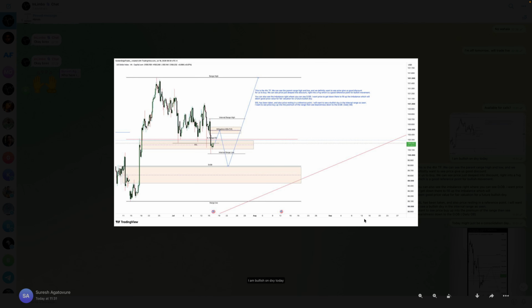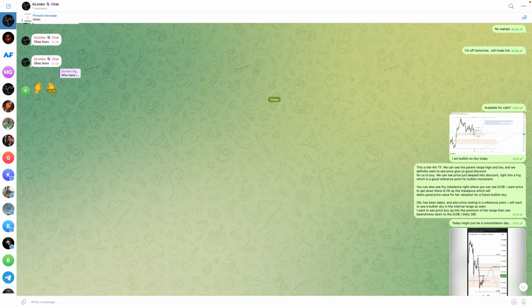Right, so this is what I called. We can see price just dipped into the discounts, right into a fair value gap, which is a good reference point for bullish movements. You can also see imbalance right where you can see the OB. That's what I was talking about here. I want to see price get down to fill it up. So that's what I just want to see.